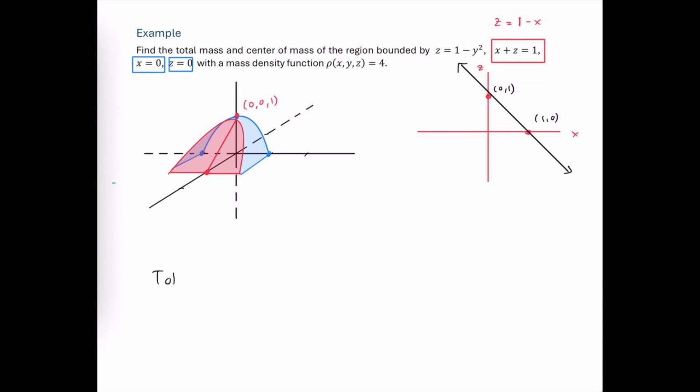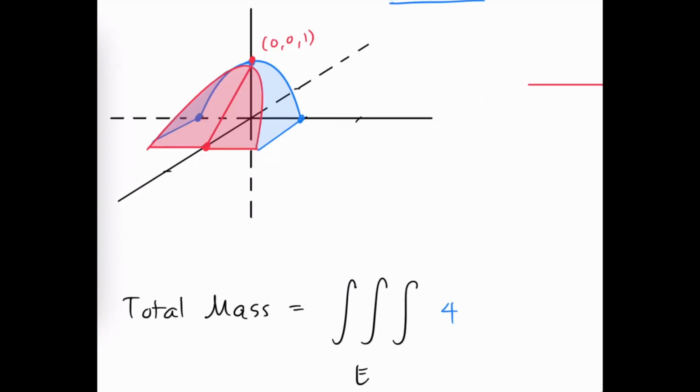Now we'll begin by calculating the total mass, which is the triple integral of our varying density function over this solid 3D region. Our density function is actually a constant in this case. It could be a varying quantity, but this time it's constant. And then we need to decide if we're going to integrate with respect to x first, with respect to y first, or with respect to z first. So this is where we envision that tiny floating rectangular solid.